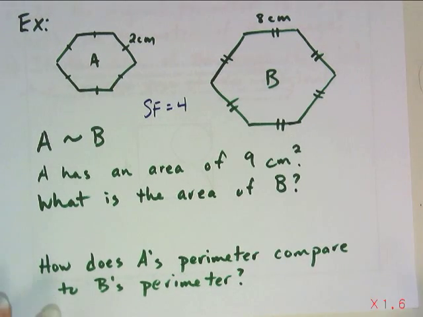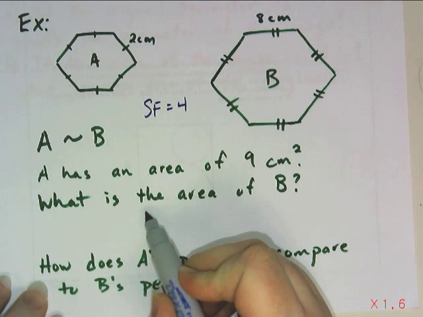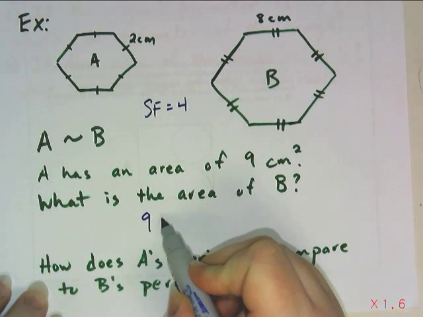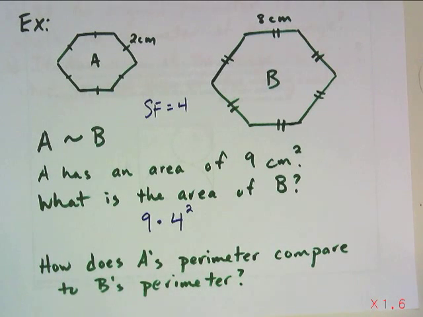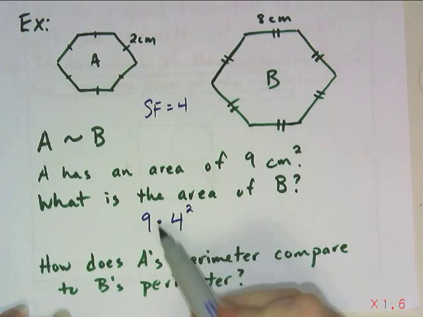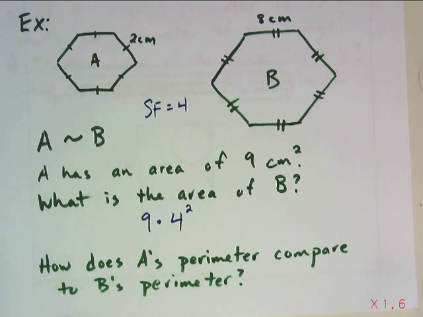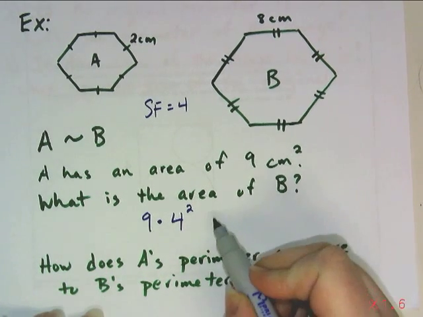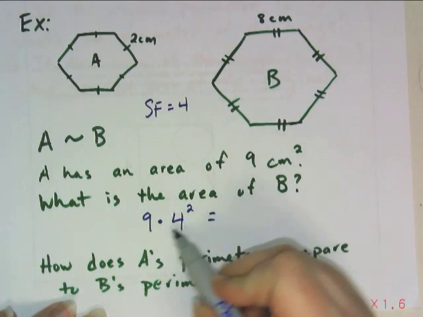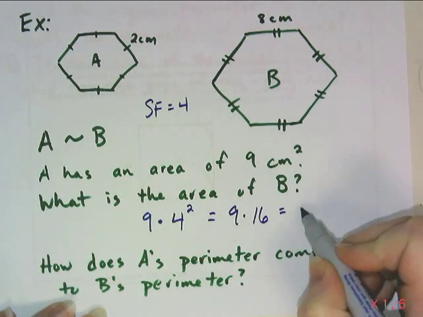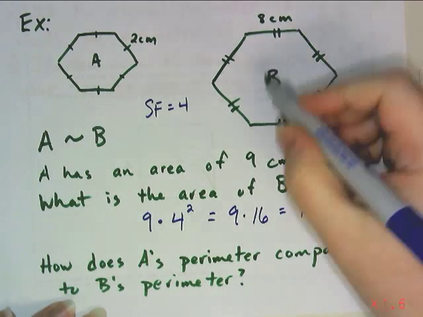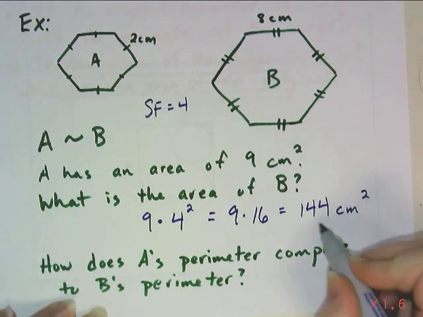So to find the area of hexagon B, I need to take the area of hexagon A and multiply it by my scale factor squared. Even though we're not applying length and width here, area is a two-dimensional measurement. So both dimensions have been multiplied by 4. The overall effect to the area is that it's multiplied by 4 squared. So what does that work out to be? Well, exponents come first, so 4 squared is 16, and 9 times 16 is 144. The area of hexagon B is 144 square centimeters.